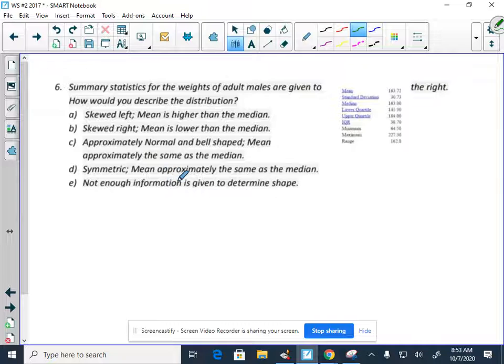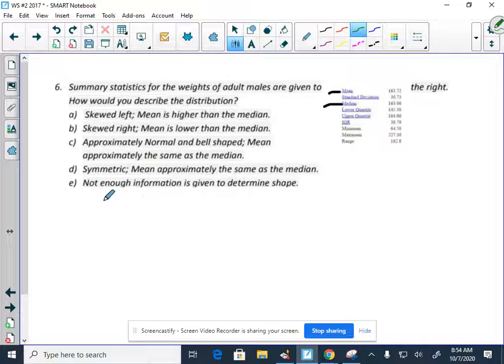Okay, next one. Summary statistics are given. How would you describe the distribution? The two things that you really want to always compare are the mean and the median. Here, the mean is 163.72, and the median, I know it's really small on there, is 163. I figure if my old eyes can read it, your young eyes probably can, at least on your paper, maybe not on the board. Okay, so if anything, the mean is a little bit higher. The mean's the one that gets pulled. So if anything, it's skewed right, but they are about the same, right? So it's either slightly skewed right because the mean is pulled up, or the distribution is symmetric because they're about the same.